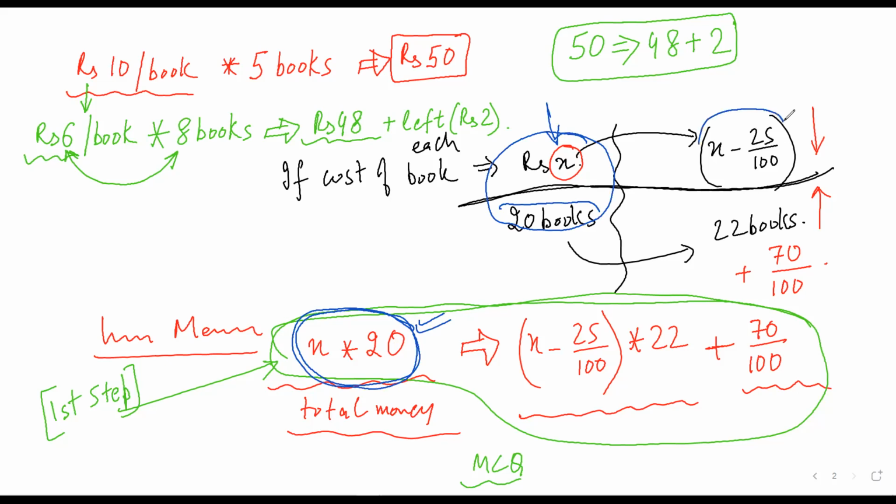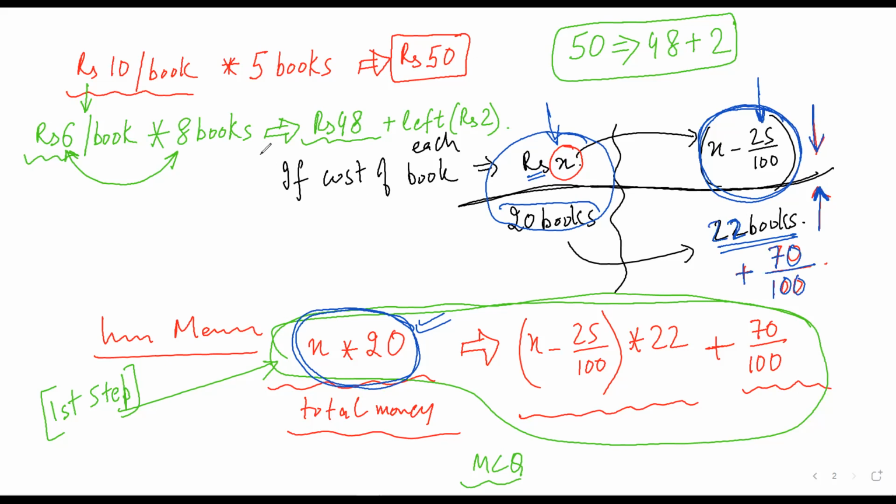Then the cost per book reduces by 25 paisa. Because my cost of each book is in rupees, I will convert my 25 paisa into rupee. So that is why this is X minus 25 upon 100. Once I reduce the price, I am able to buy more books. I am able to buy 22 books. Satya, is it making sense? Yes, sir. And of course, I have some money left also. Is it making sense? Yeah.